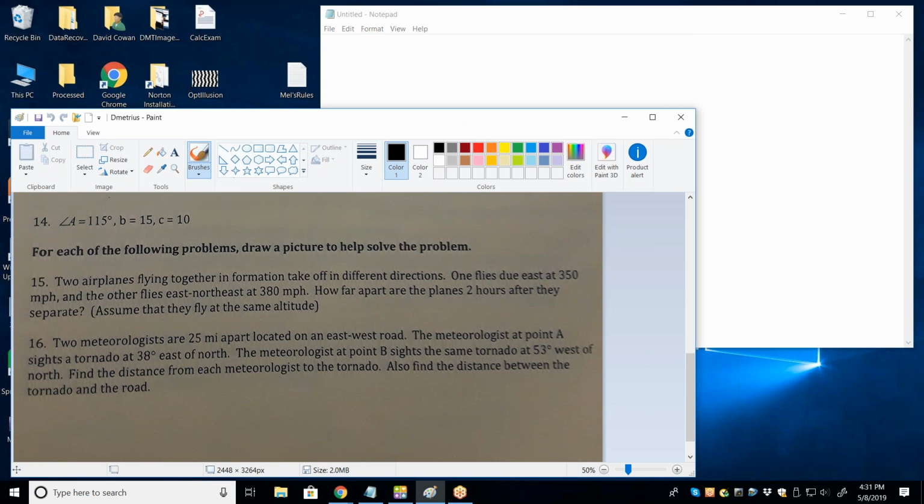We got through question 14. Skipped a couple, and if we have time today, we'll go back and look at those two. But let's look at 15.